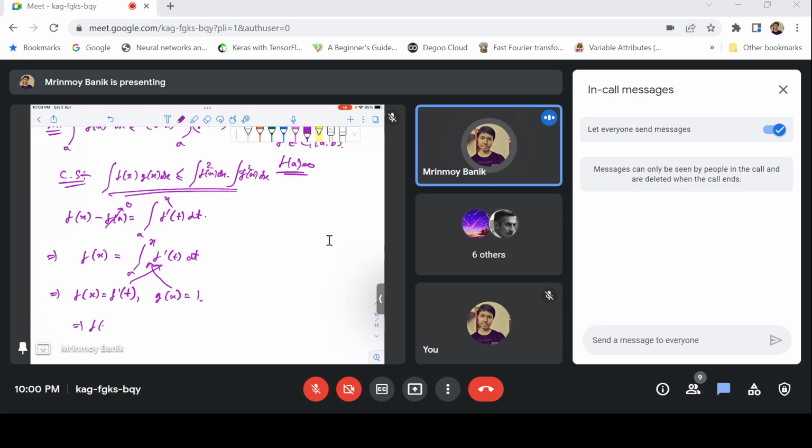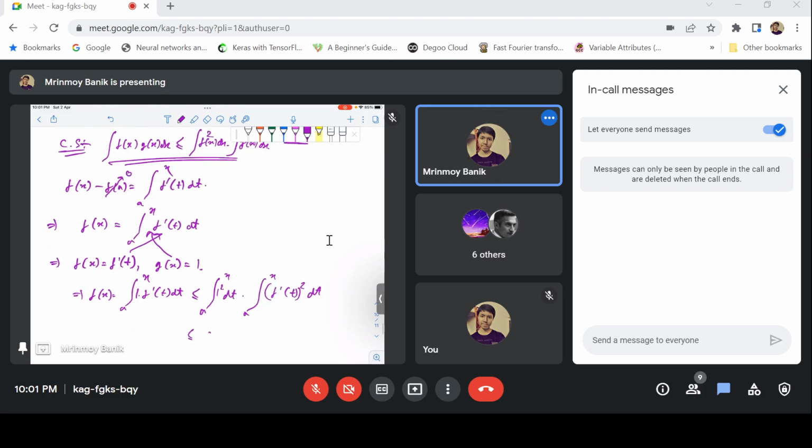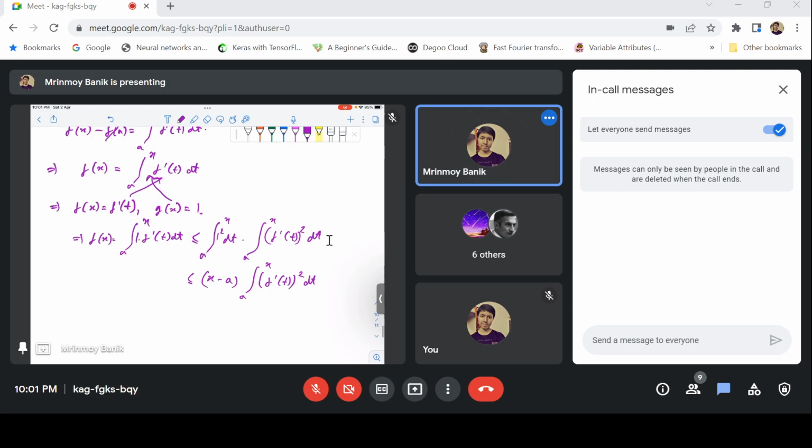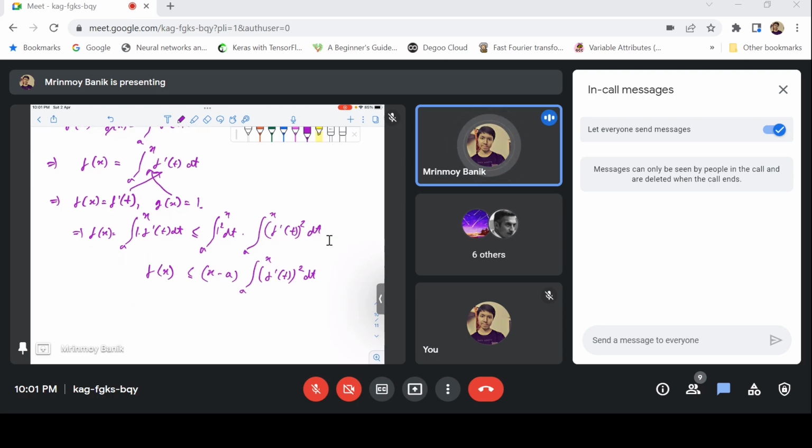So that gives us f(x) equals the integral from a to x of f dash t dt, whose square is less than or equal to the integral from a to x of 1 squared dt times the integral from a to x of f dash t squared dt. So it's x minus a times the integral of f dash t squared. So we got this inequality.